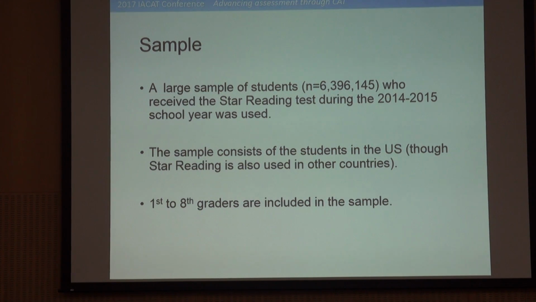In this case, we are really using a large sample of students, and we only got the data from the 2014 and 15 academic year, so we have nearly 6.4 million students. They all received a star rating and they completed the tests. So these are all the valid students in the data set. Even though the star rating is given in other countries, including Canada and other European countries, we only limited the sample to the students in the US.